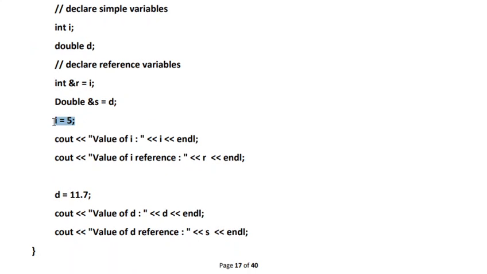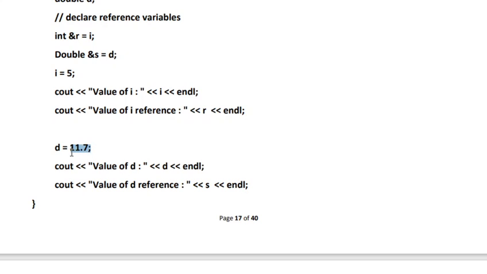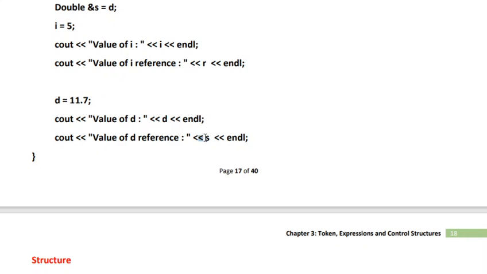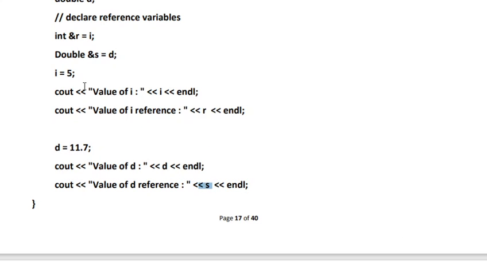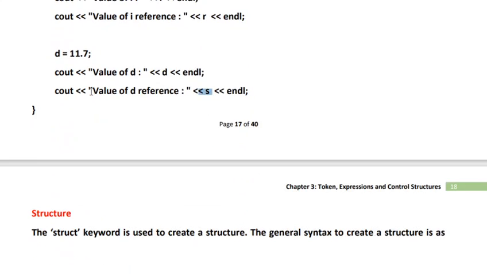Then I've initialized i with 5 and displayed the value of i. Here I'm displaying the value of i using the variable i itself, so it will print 5, and here I'm using reference r, so it will refer to the value of i and again print 5. Now d I have initialized to 11.7. Then I'm printing the value of d using d itself, which prints 11.7, and I'm using the reference to d, that is s, which again prints 11.7, because r and s are references to i and d. This is the way reference variables are to be used.